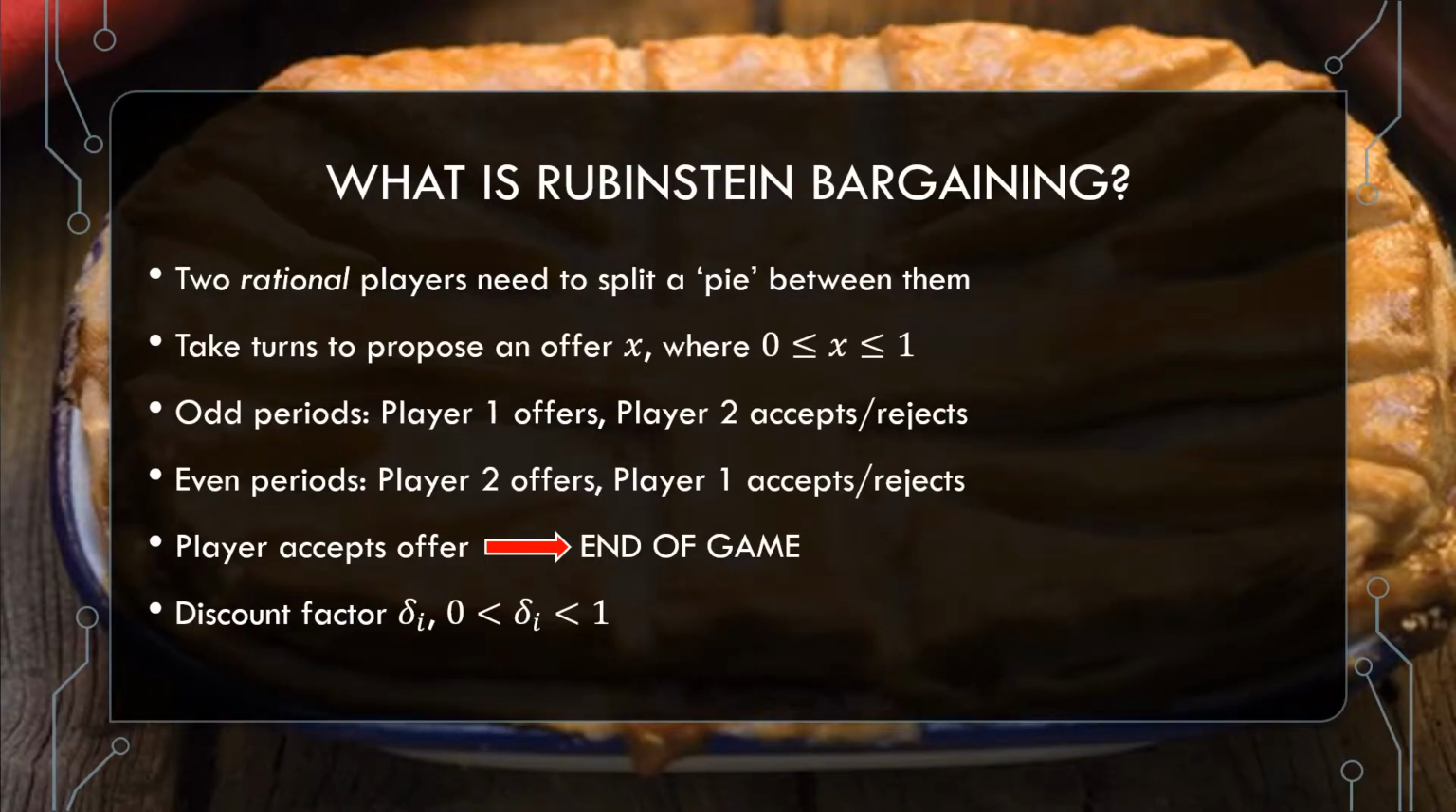Rubinstein bargaining is a strategic, non-cooperative, infinite horizon game, meaning theoretically the rounds of the game can go on forever. Player rationality and complete information are assumed. It is set up as follows. There are two players who must divide a pie of size 1 between them.